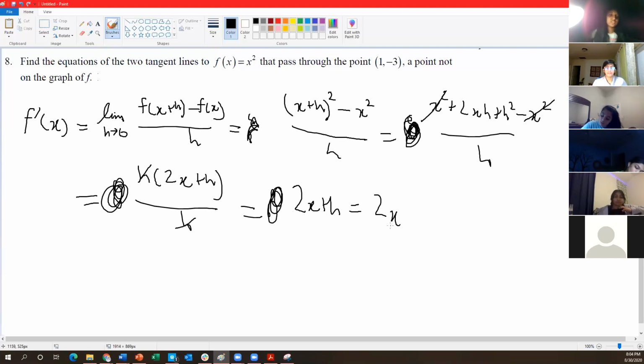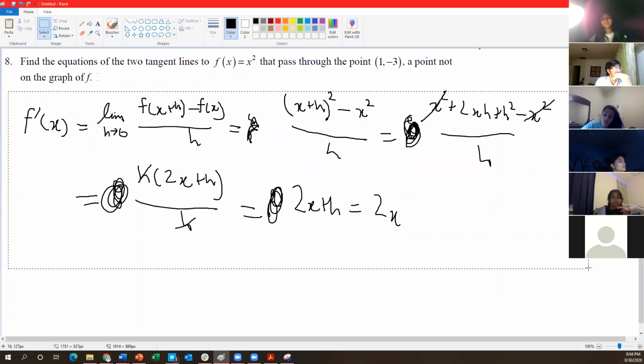Wait, I actually know what she did. Okay, I figured it out. So she used the point slope formula, but instead of using the point 1, negative 3, she used a and a squared because we know the equation of the graph is x squared. So a and a squared is a point, and then she found the slope. Okay. Yeah. We were heading in the right direction, right? Yeah. Okay. I see what you're talking about. Okay. All right. Let me make this a little bit smaller so I have more room on my screen.